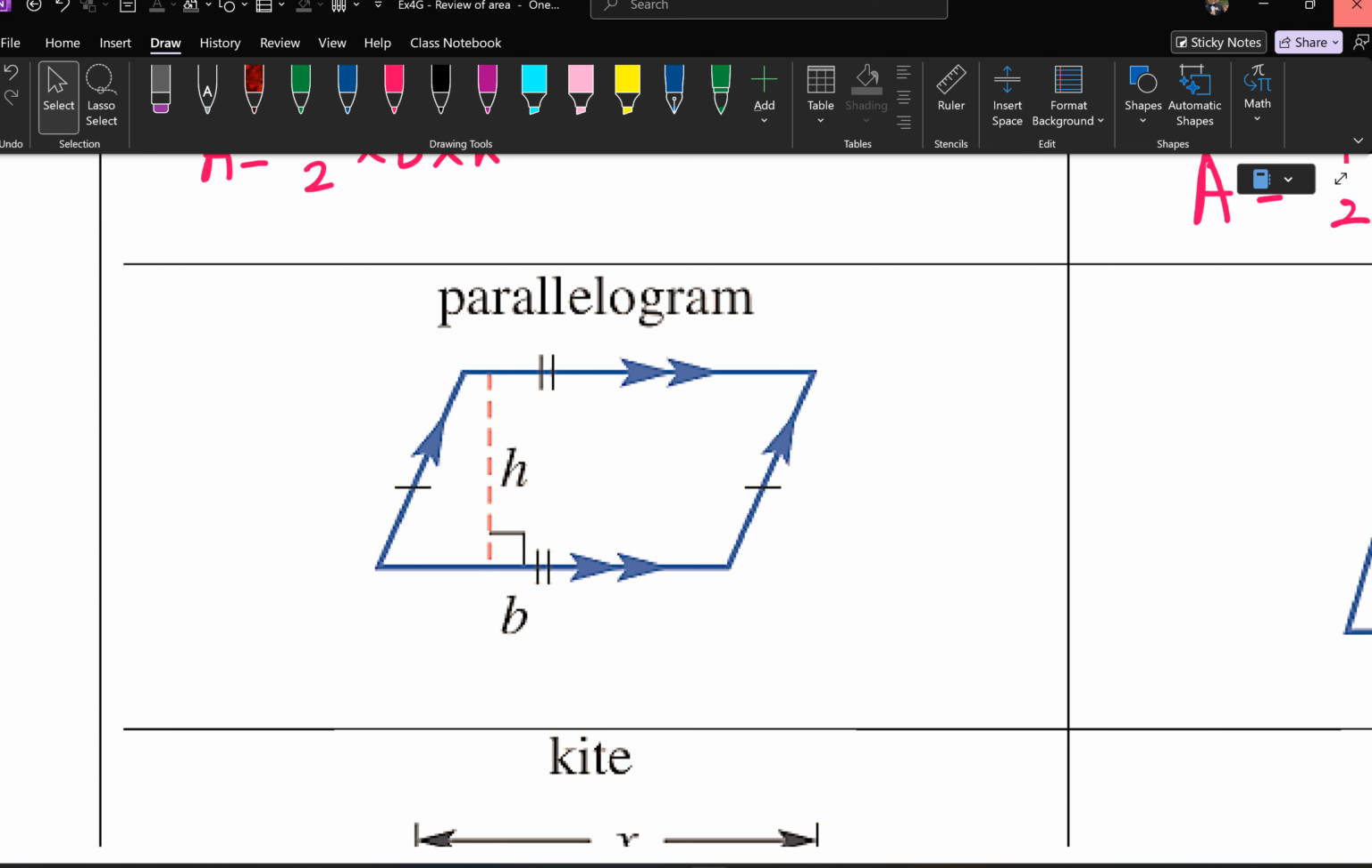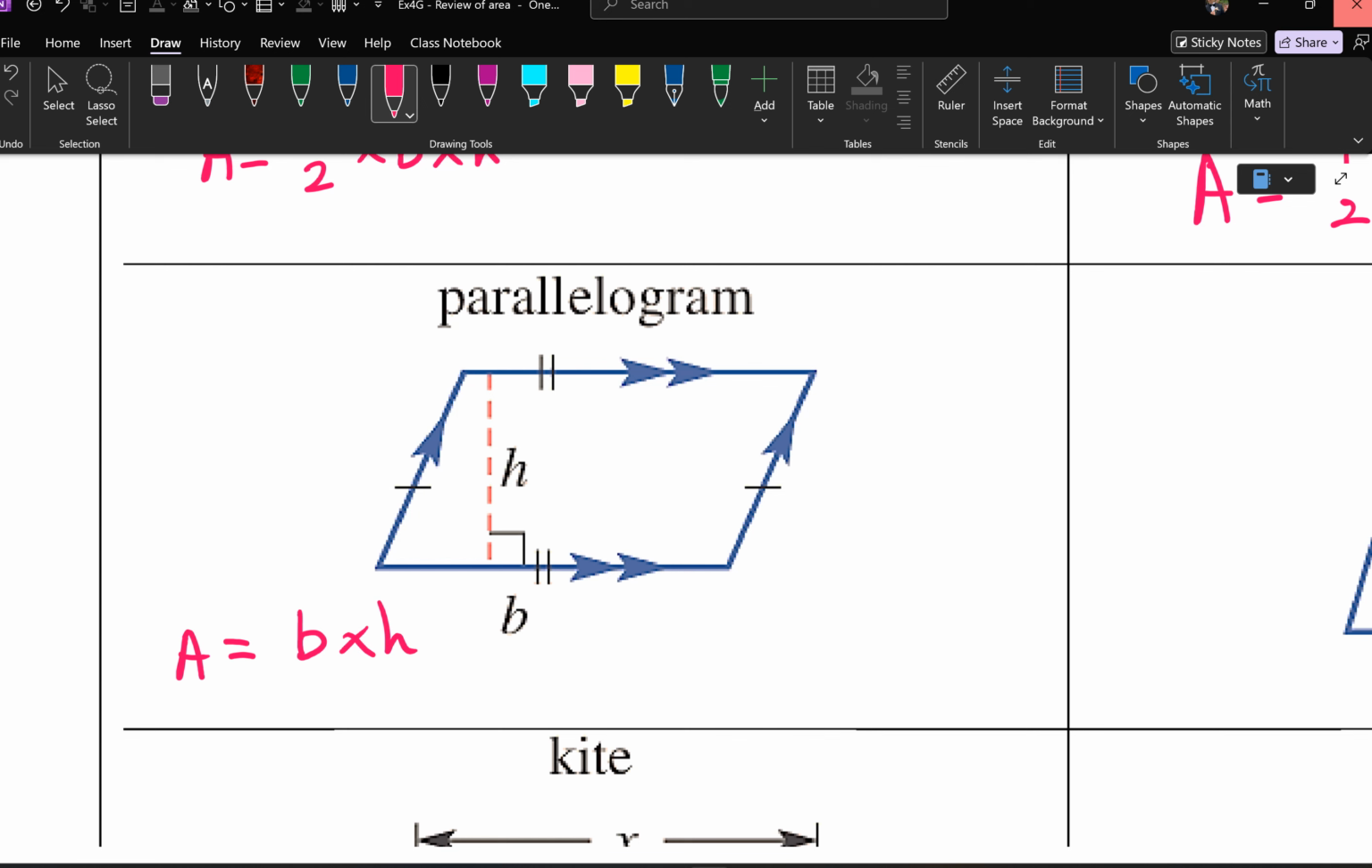So, anyone remember, what's the formula for a parallelogram? A is equal to what? Hands up if you know. Raha. No, that's trapezium. Yes, this is base times height, but not over 2. Yeah, this is where it's confusing.